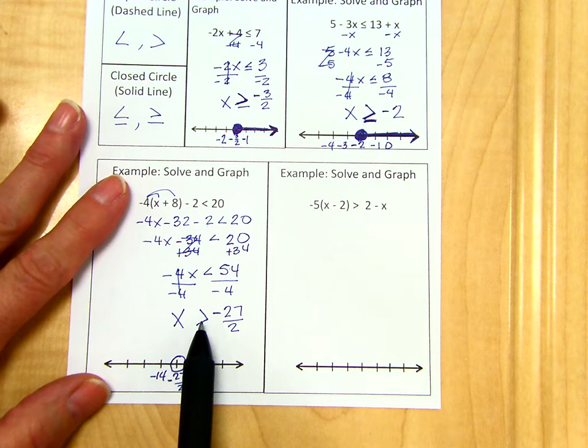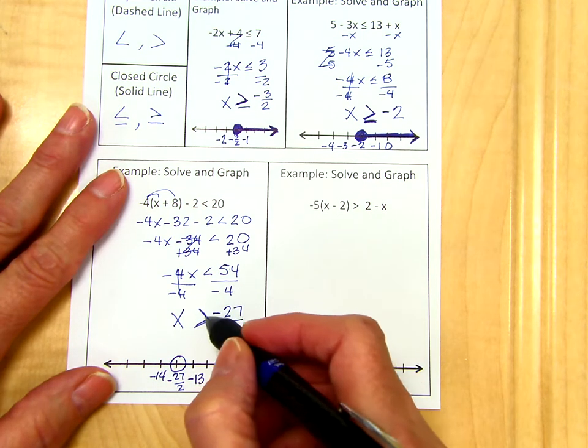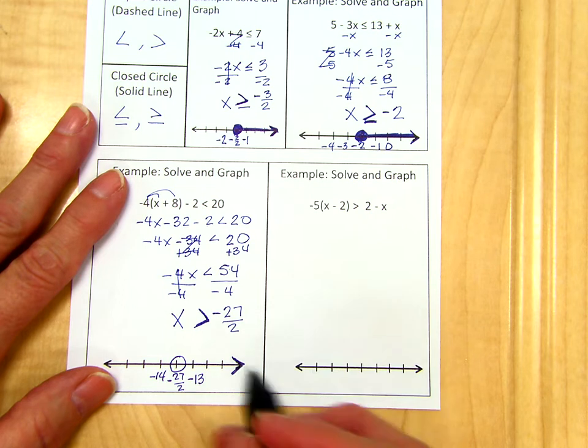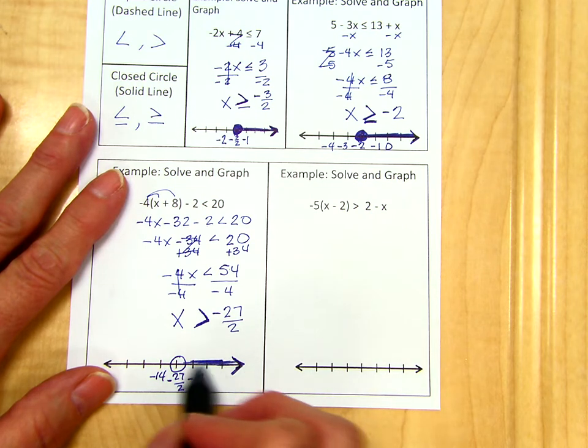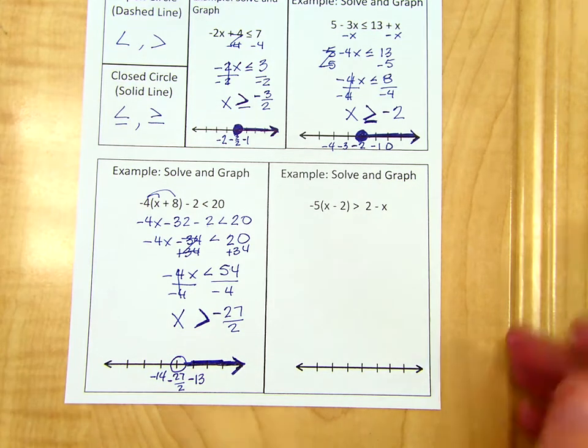Then we have to decide, do I want to go to the left or to the right? Well, I want things that are bigger than this number, and the inequality symbol helps me with the arrow at the end here, because the x is on the left-hand side. It tells me to shade to the right. So I have an open circle and I'm shading to the right.